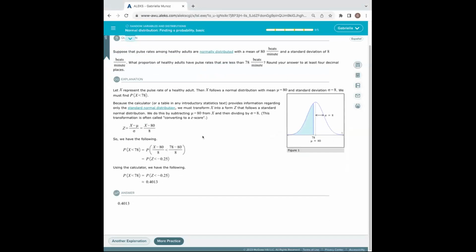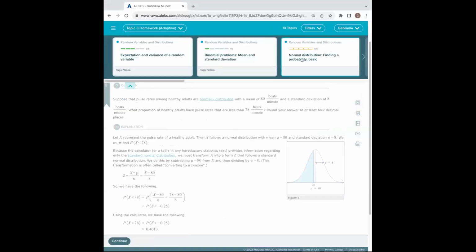So it ends up being 0.4013. Sorry, what was it? 0.4013. It threw me back. So there you go. I'm not seeing your screen, so yeah, that is the answer. I think I entered it wrong, so it just threw me back.